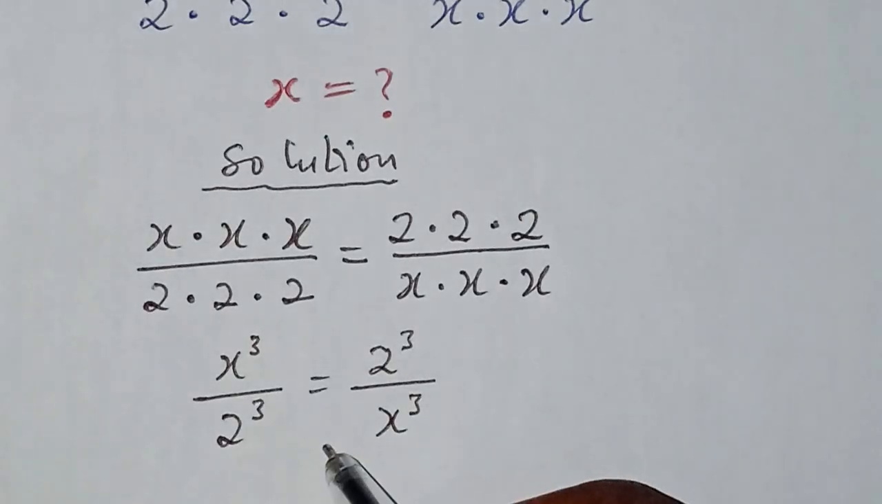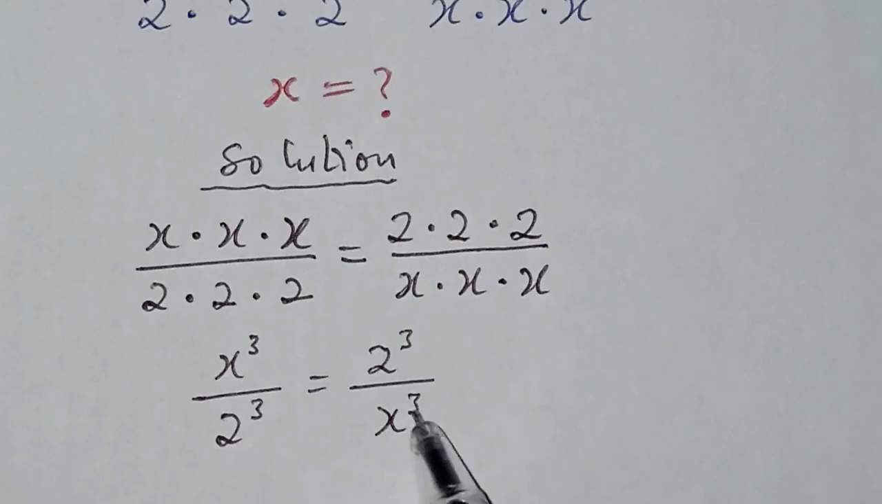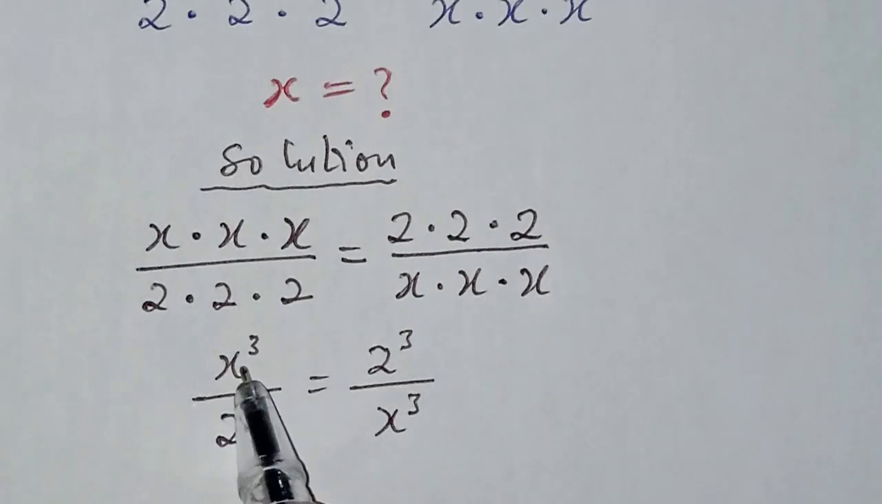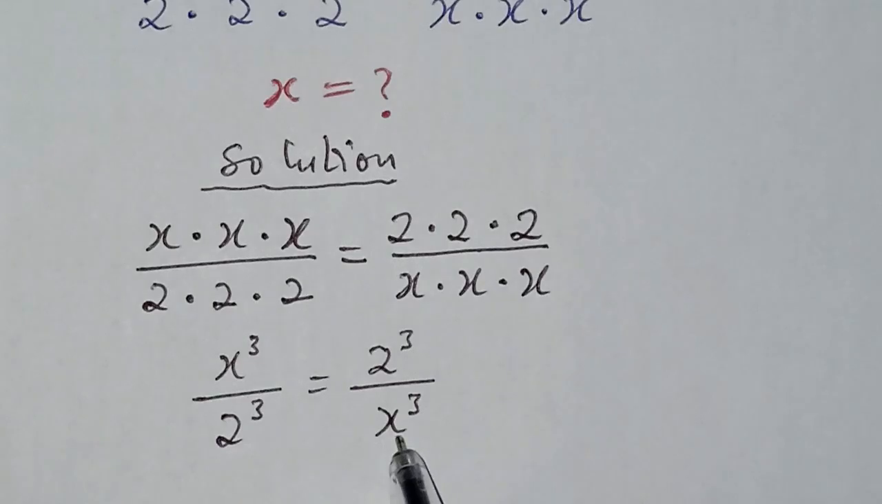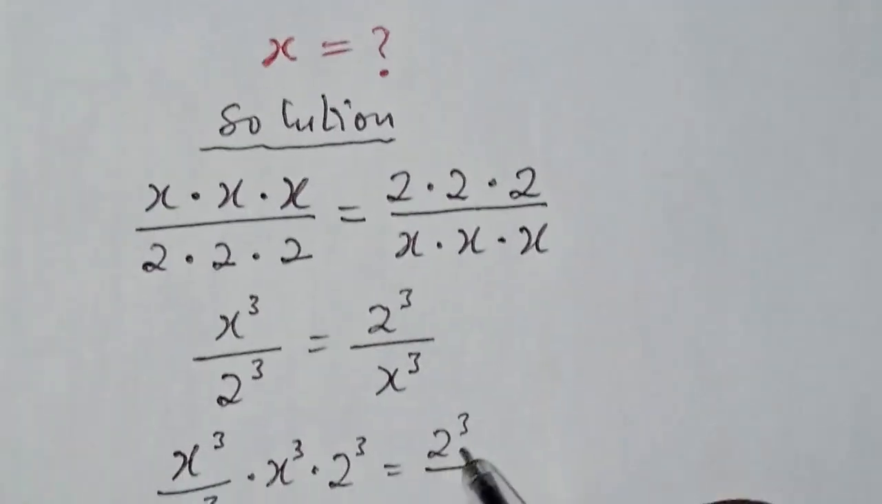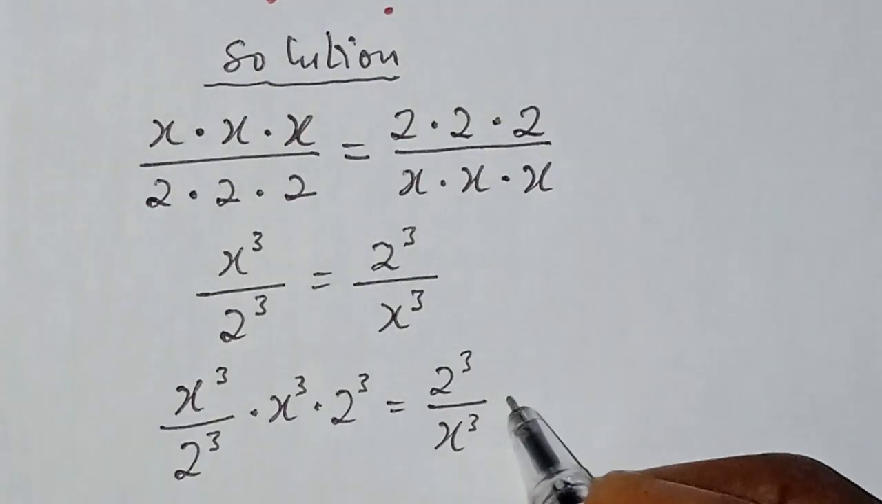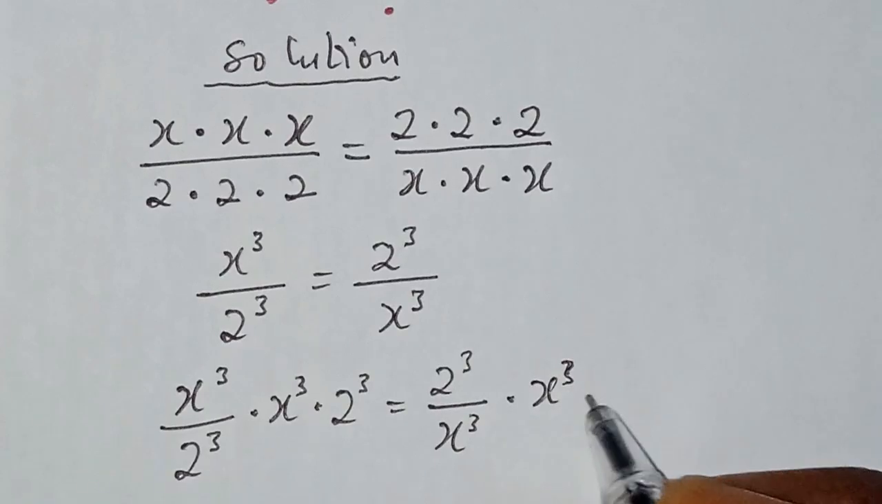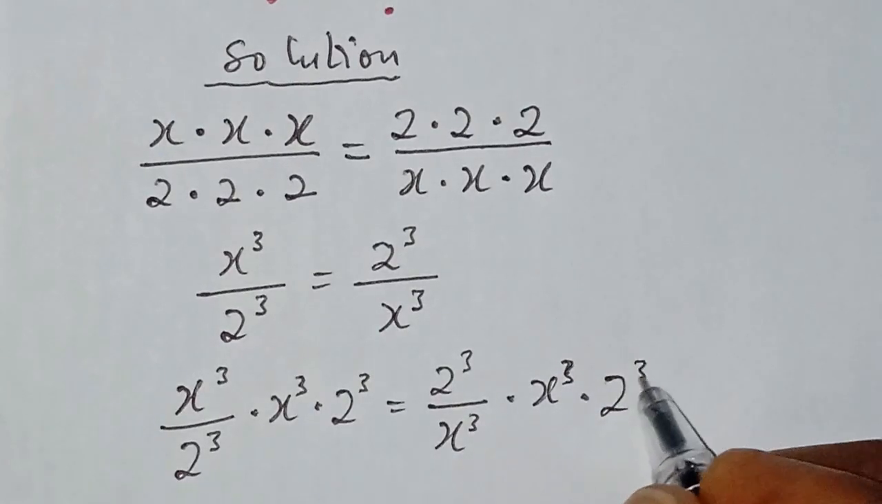So from here we multiply both sides by x cubed and 2 cubed. So we have x cubed over 2 cubed multiplied by x cubed multiplied by 2 cubed equal to 2 cubed over x cubed multiplied by x cubed multiplied by 2 cubed.